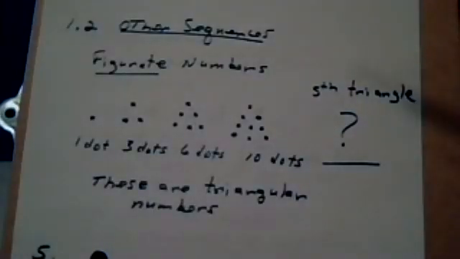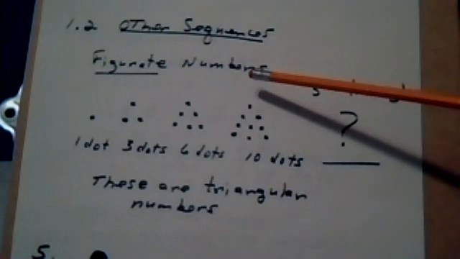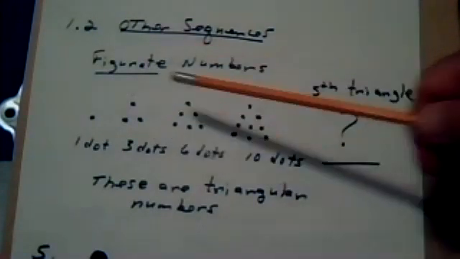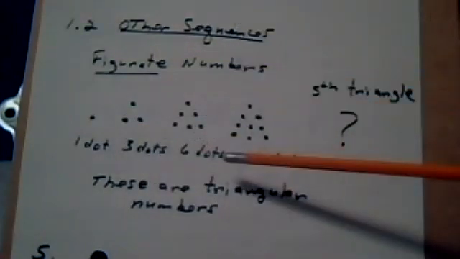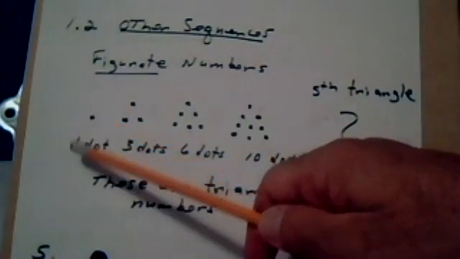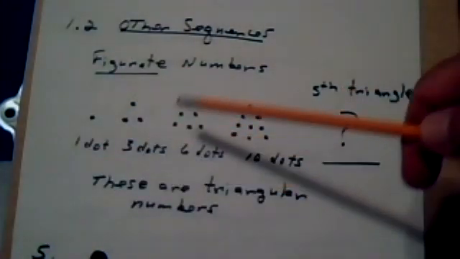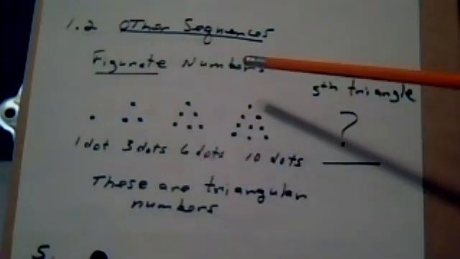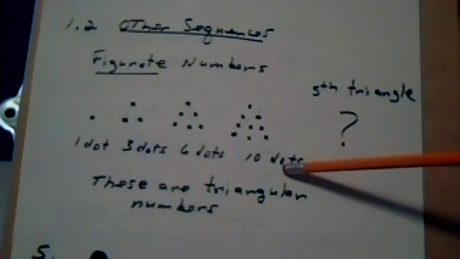There's other types of sequences. These are called figurate numbers. So figure, because they're going to give you a figure, has dots. It could be a triangle, a square, a rectangle. This one's a triangle. So in the first position, it has 1 dot. In the second position, it has 3 dots. In the third position, there's 6 dots. And then in the fourth position, the triangle has 10 dots. So how many dots should the next one have?